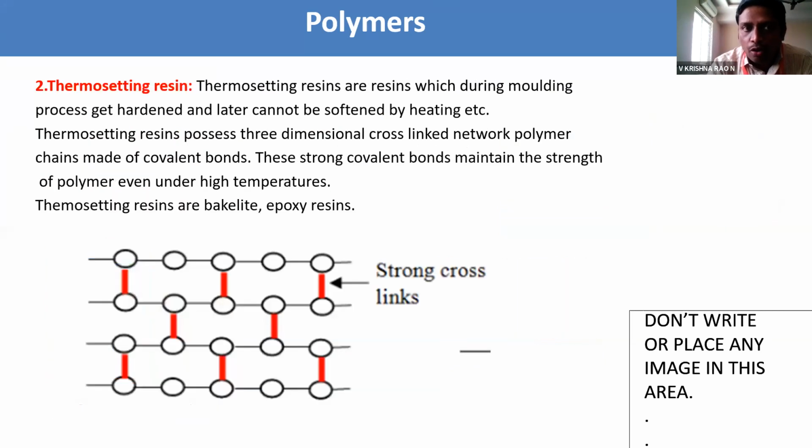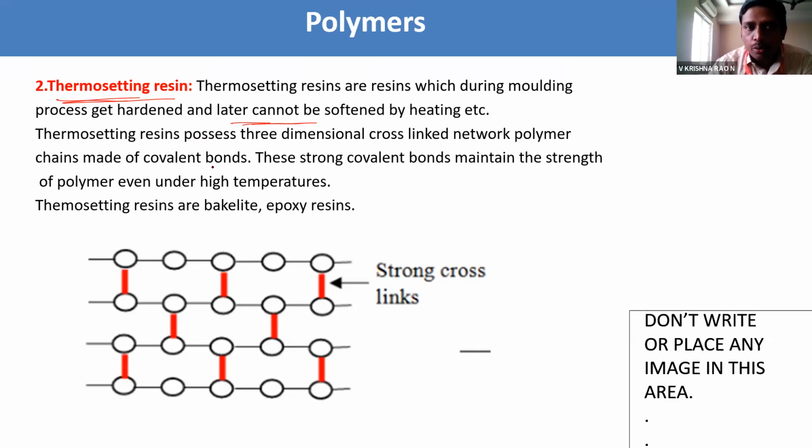Polytetrafluoroethylene, nothing but Teflon. Now coming to the second type of resins, thermosetting resin. Thermoplastic is the first one. Thermosetting resins are resins which get hardened during the molding process and later cannot be softened. It is just the opposite of what we discussed in the thermoplastic resin. Here, during molding it gets harder, but we cannot soften it by heating the thermosetting resins.